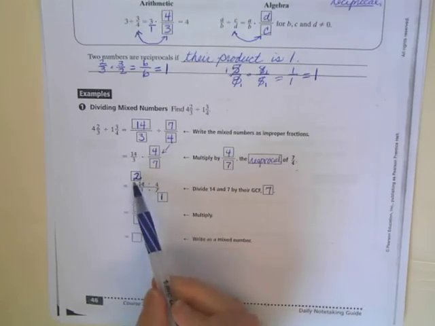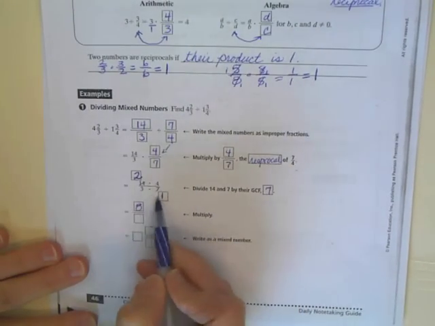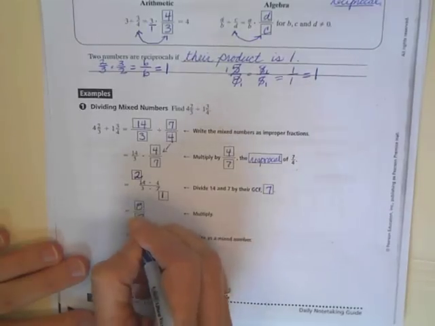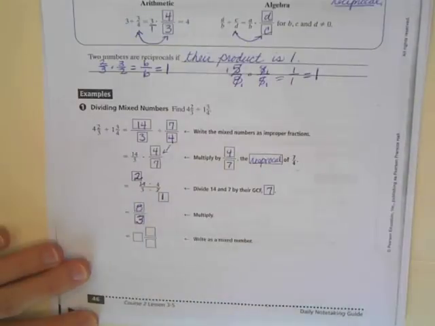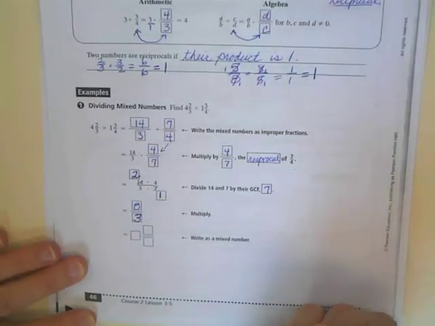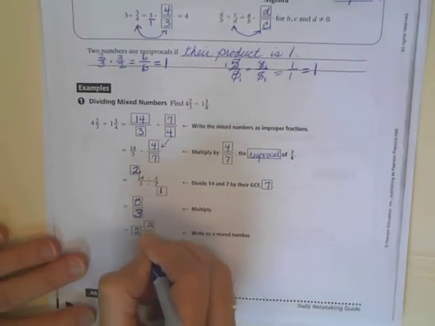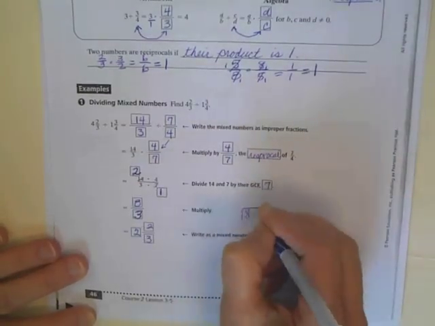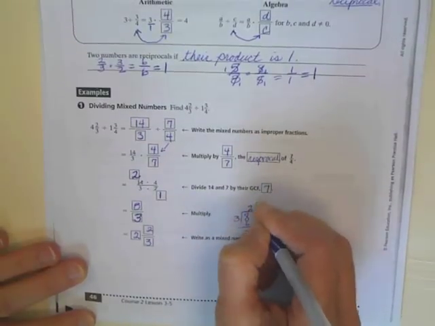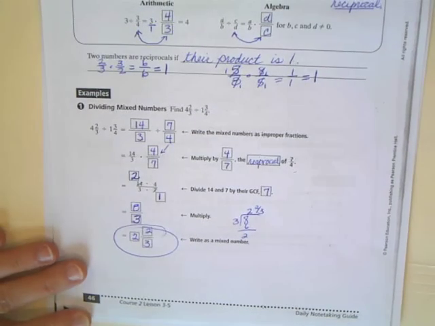Now multiply. 2 times 4 is 8. 3 times 1 is 1. Oh, I'm sorry. 3 times 1 is 3. I'm not really trying to change the times tables here, guys. So we have 8/3, which as a mixed number is going to be 2 2/3. Remember, that's 8 divided by 3, which is 2. 2 is your remainder, so 2 2/3 is the final answer in simplest form.